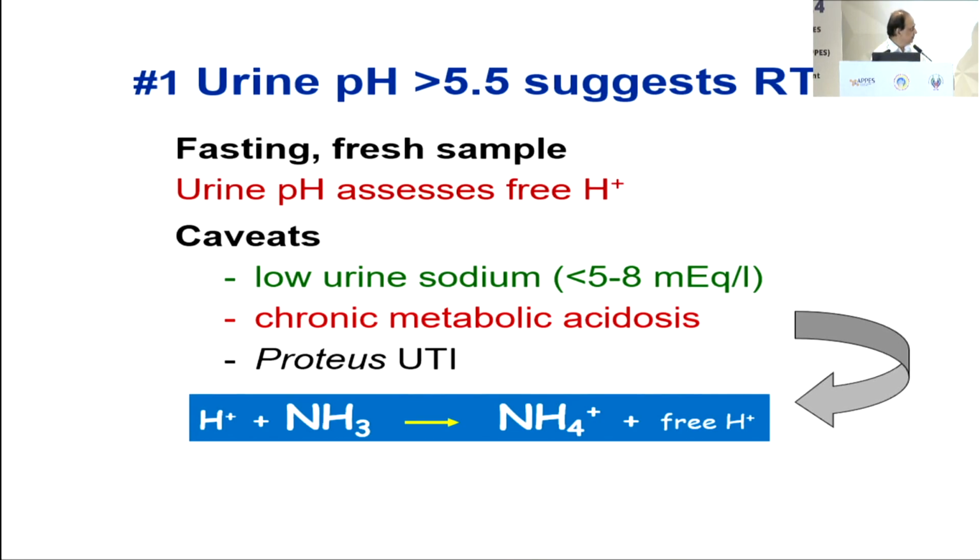The second situation is an absolute converse. Suppose you have a patient with chronic metabolic acidosis due to whatever reason, but his kidneys are fine. Therefore they're making a lot of ammonia, which would mop up all the free hydrogen ions. So you would get a lot of ammonium in the urine, but the free hydrogen ions will be rather minimal. So again, the urine pH here would give you a wrong diagnosis of RTA. So both in acute diarrhea as well as in chronic metabolic acidosis, you just can't rely only on urine pH to make a diagnosis of RTA. It's an important test, but keep the caveats in mind. And you know that with Proteus, you can get a high pH in a Proteus UTI.